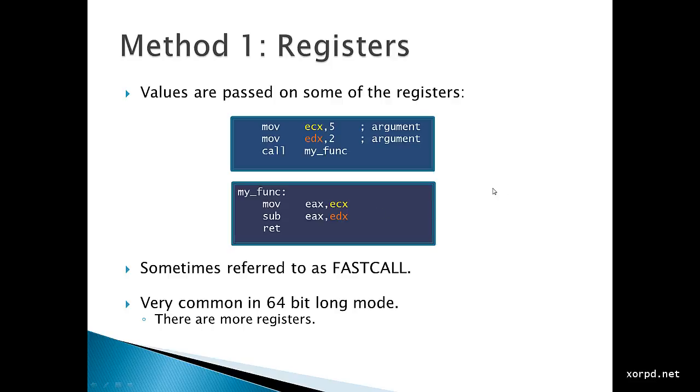This method or idea is sometimes referred to as the fast call. This method is very common in 64-bit long mode. It is less common in the x86 32-bit protected mode. The reason is that in the 64-bit long mode there are more registers, so we have more registers to work with. However, in 32-bit protected mode we only have a few registers. And then we really care about every register. We can't just waste them to pass arguments.